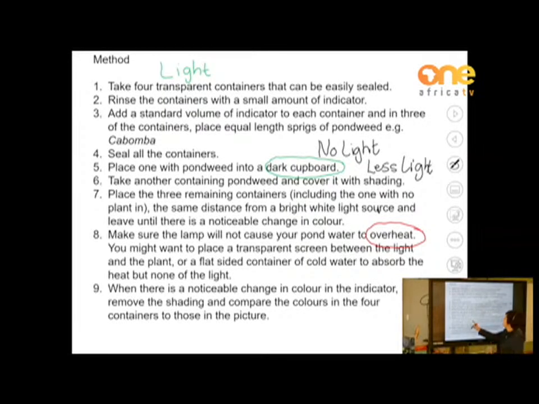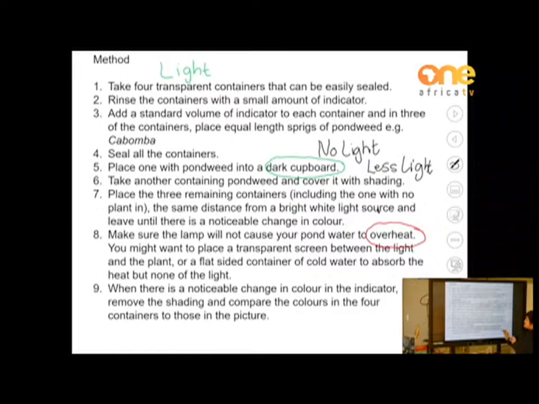You might want to place a transparent screen between the light and the plant, or a flat-sided container of cold water to absorb the heat, but none of the light. When there is a noticeable change in color in the indicator, remove the shading and compare the colors in the four containers to those in the picture.